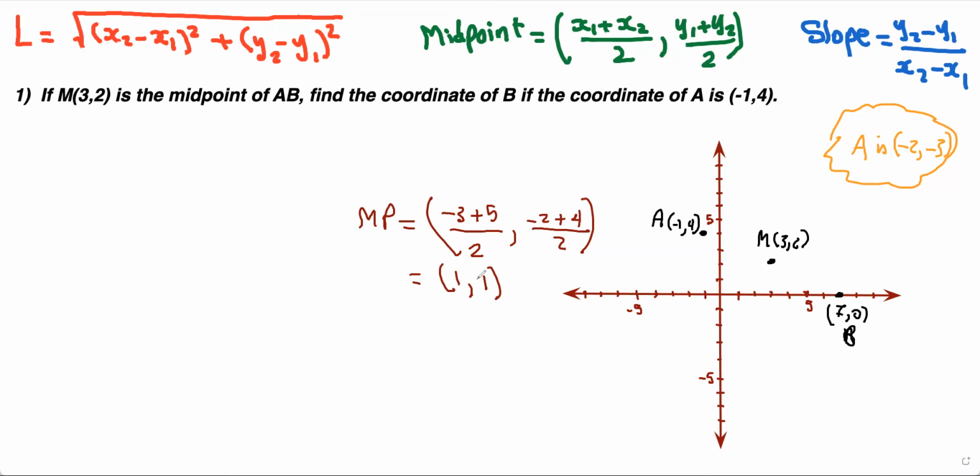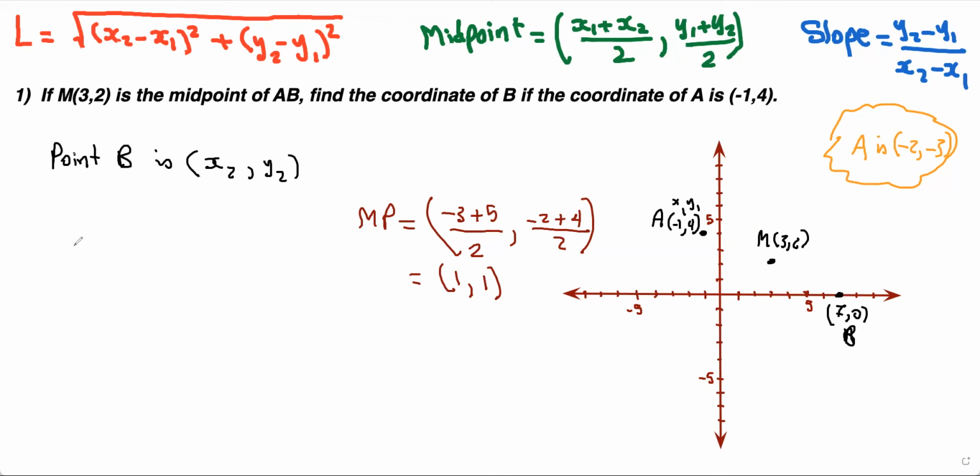Now, how do we do that algebraically? How you do it algebraically is, now if point B is x2, y2, let's call it x2, y2, and this will be x1, y1.